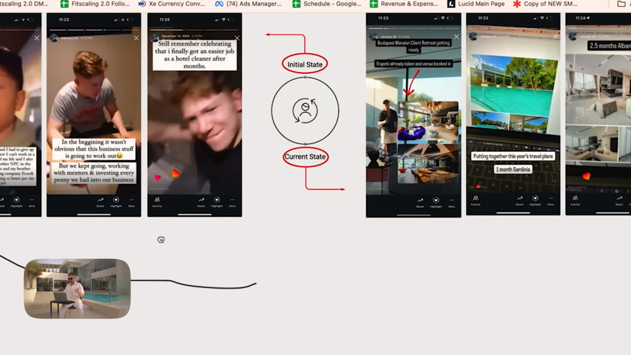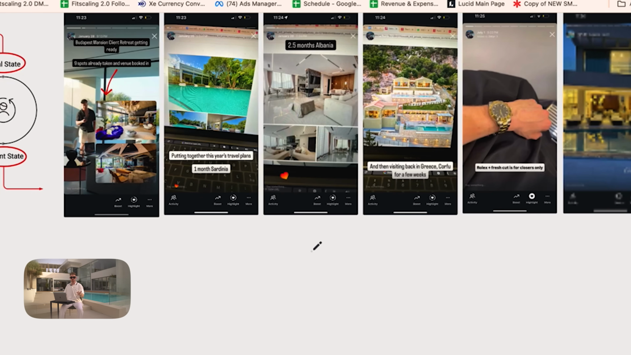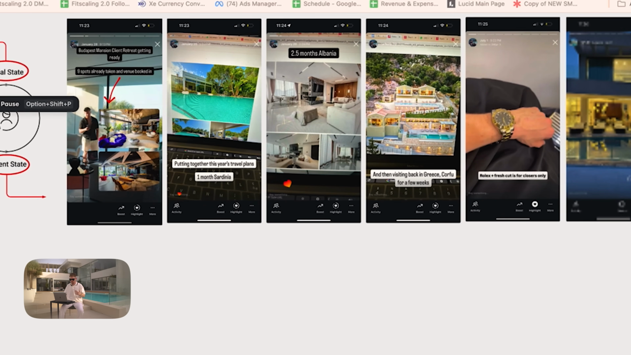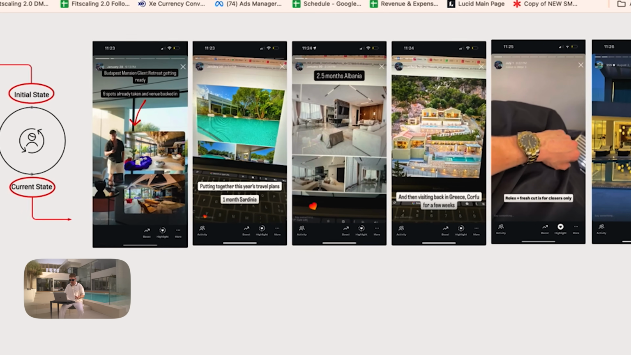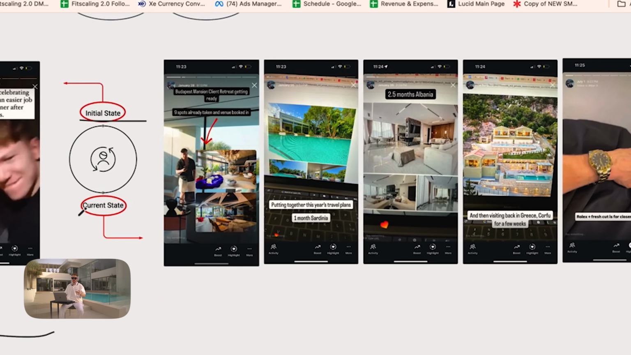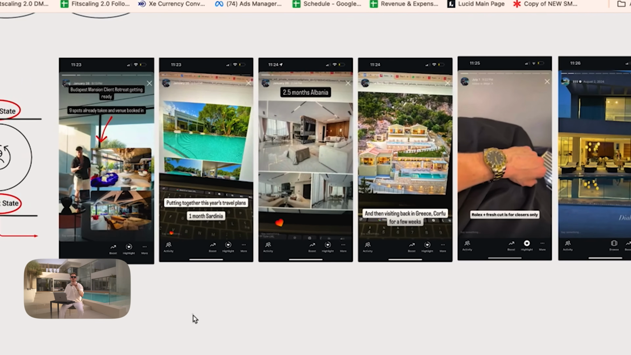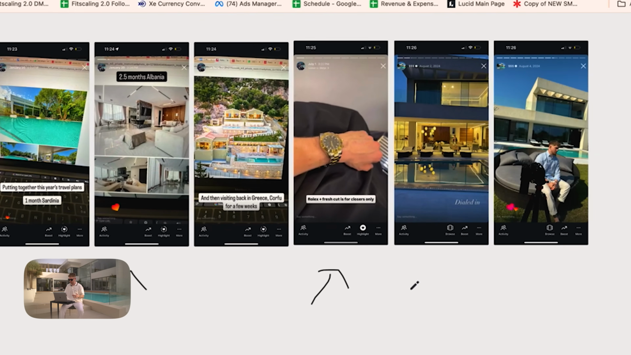And as a little bit of a counterbalance, in terms of showing the other side, the success that I got, which is initial state versus current state, okay? It's extremely important because you need to become the person that your target audience wants to become. If you're not the person that your target audience wants to become, nothing's going to happen, right? 2.5 months in Albania, Rolex, villas, shooting content, having a big team. This is what sets it all together.